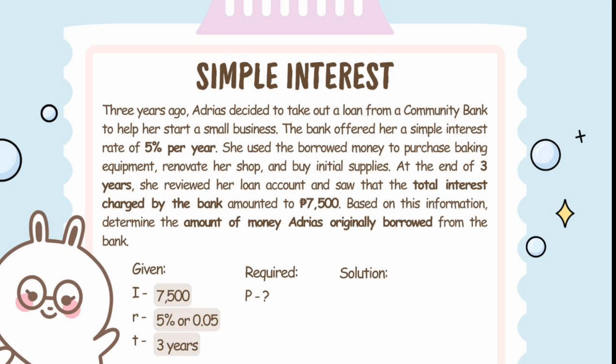The bank offered her a simple interest rate of 5% per year. She used the borrowed money to purchase baking equipment, renovate her shop, and buy initial supplies. At the end of 3 years, she reviewed her loan account and saw that the total interest charged by the bank amounted to 7,500. Based on this information, determine the amount of money Adrias originally borrowed from the bank.